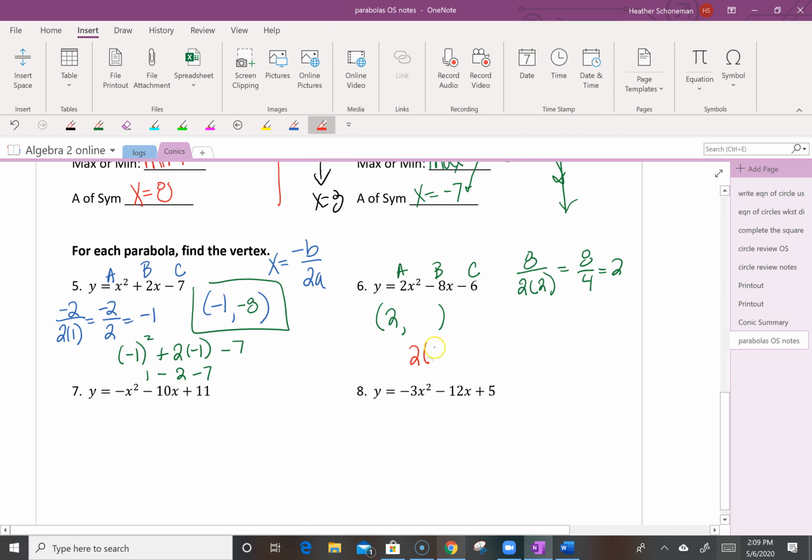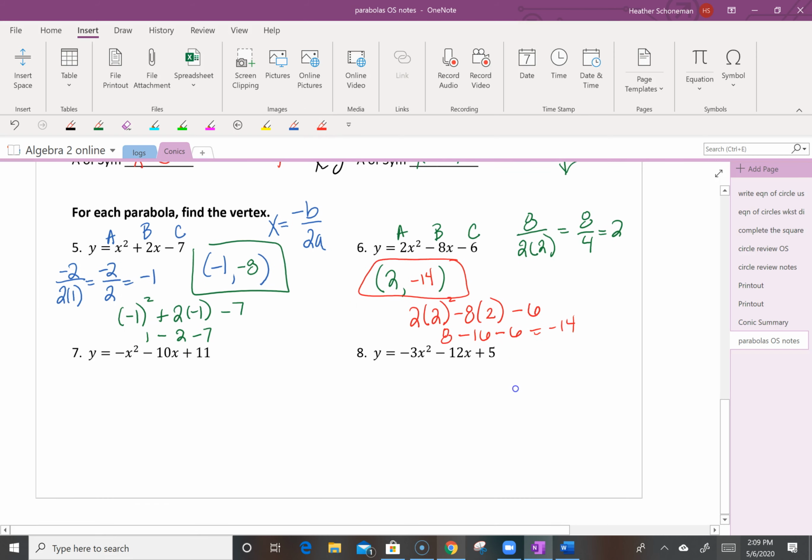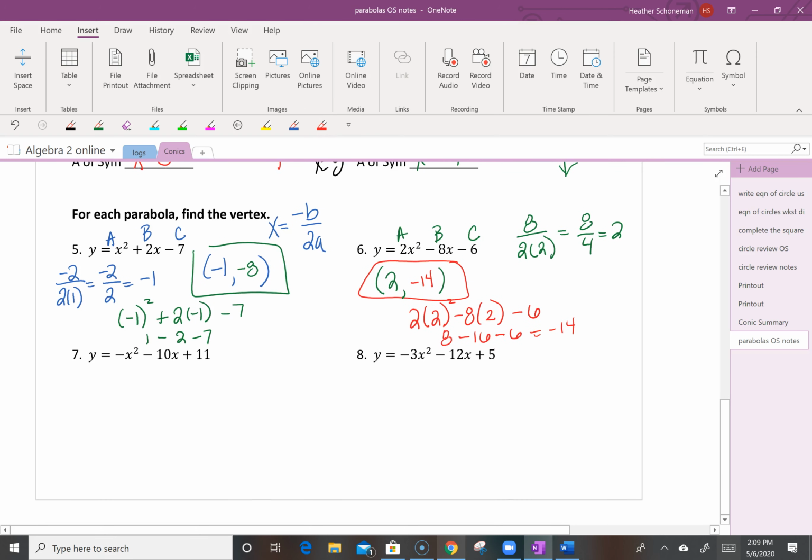Every time I see an x, I have 2 times 2 squared minus 8 times 2 minus 6. Okay, little mental math. 2 squared is positive 4 times 2 would be 8. Negative 8 times 2 is negative 16 minus 6. Well, 8 and negative 16 is negative 8. Negative 8, negative 6 is negative 14. And that's your point. Now, we're not graphing them, so it doesn't matter whether it fit on a graph or not. Totally irrelevant.